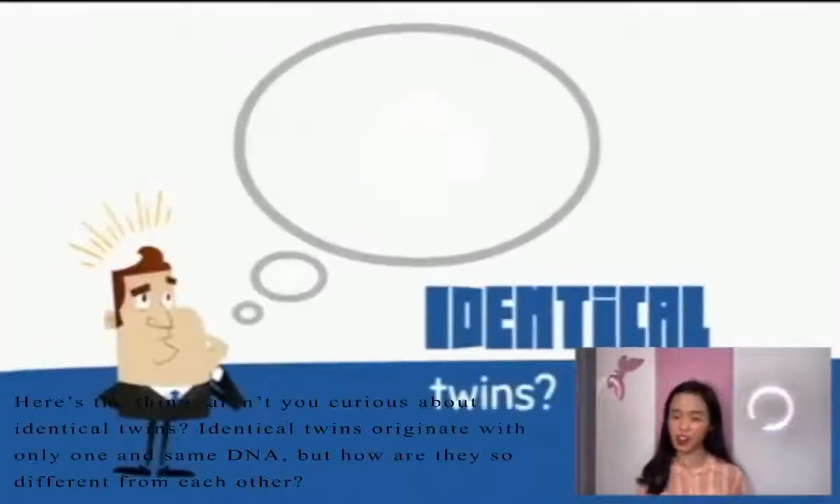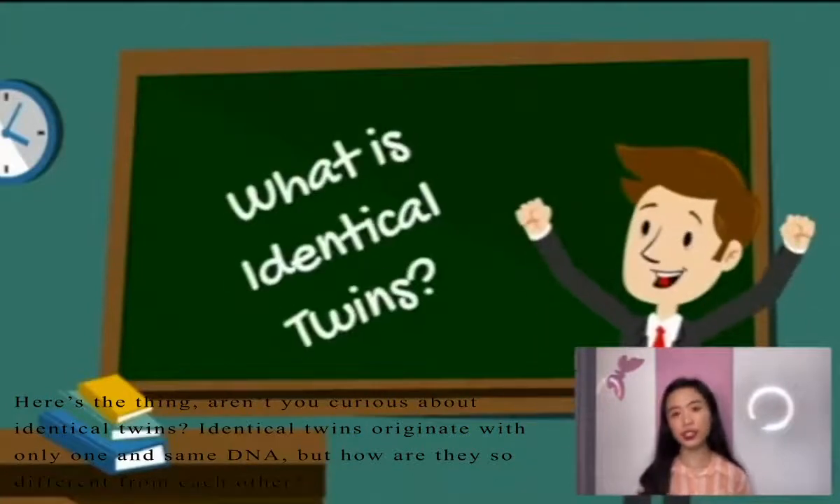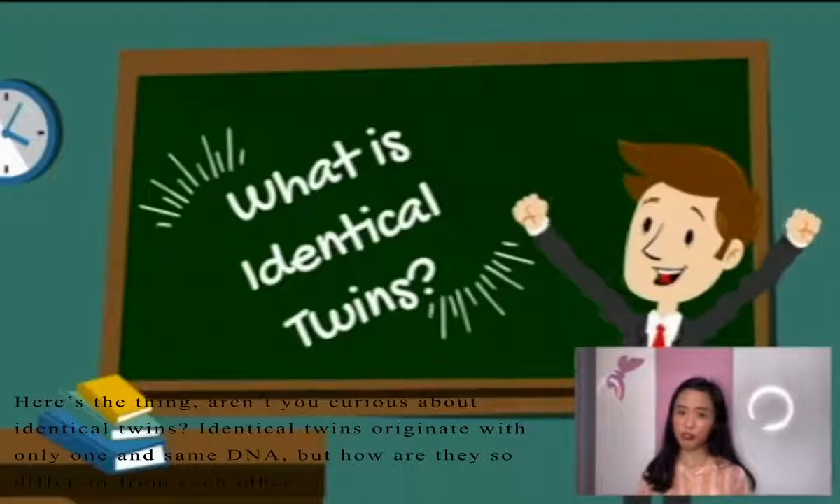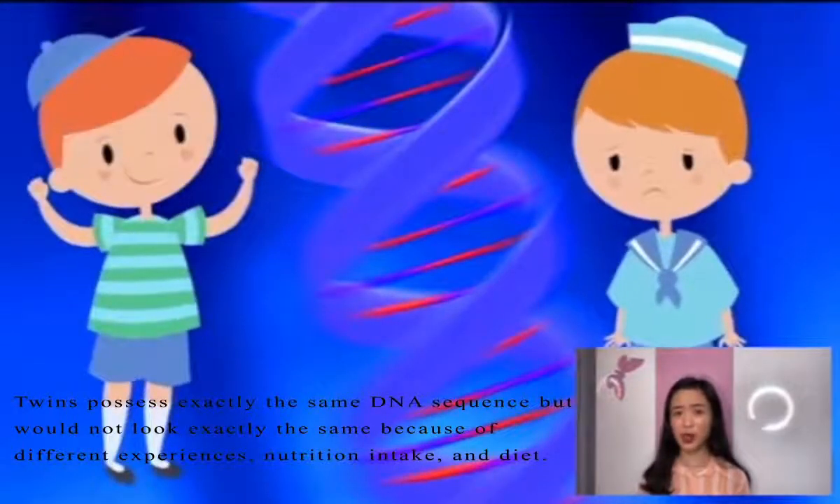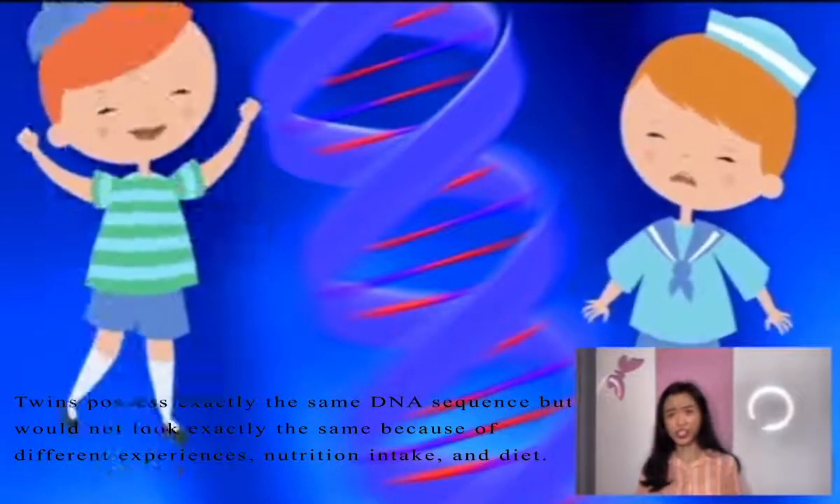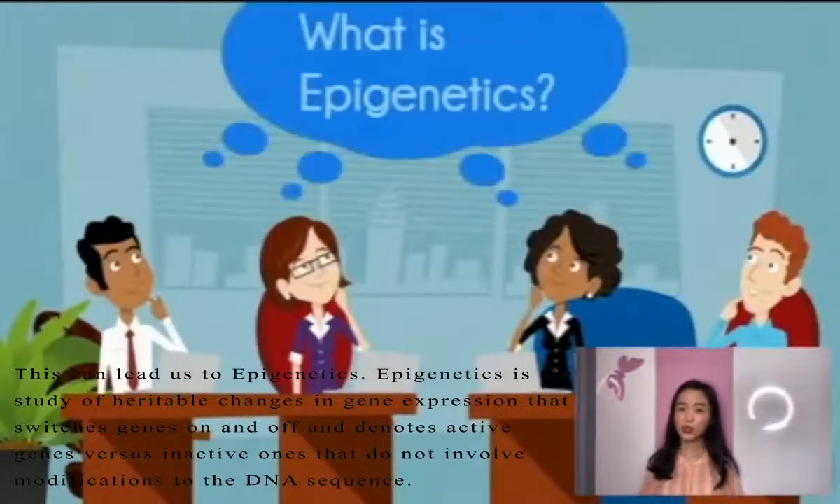Here's the thing. Aren't you curious about identical twins? Identical twins originated with one and the same DNA. But how come they are different from each other? Twins possess the exact same DNA sequence but differ in food intake, nutrition intake, experiences, and diet. And this can lead us to epigenetics.